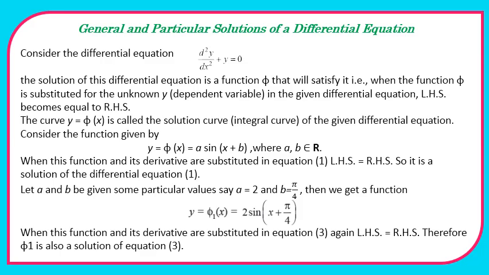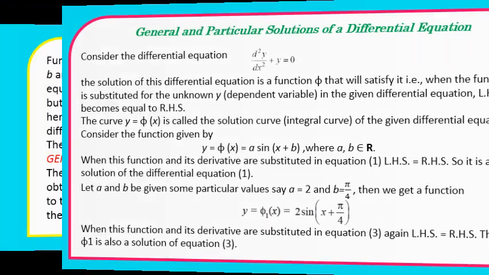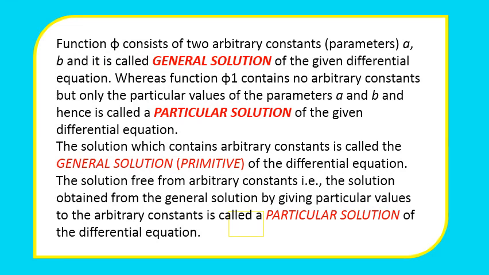Clear? So pause and note down these points. In the previous equation, the function phi consists of two different arbitrary constants a and b. So this will be your general solution, whereas phi 1 contains no constants a and b, so that will be your particular solution. As I told you, the general solution contains some constants and the particular solution doesn't have those constants. The solution which contains arbitrary constants is the general solution, also called primitive, remember this term primitive, and the solution which does not contain any arbitrary constant will be called a particular solution. Clear? So pause and note down these points.